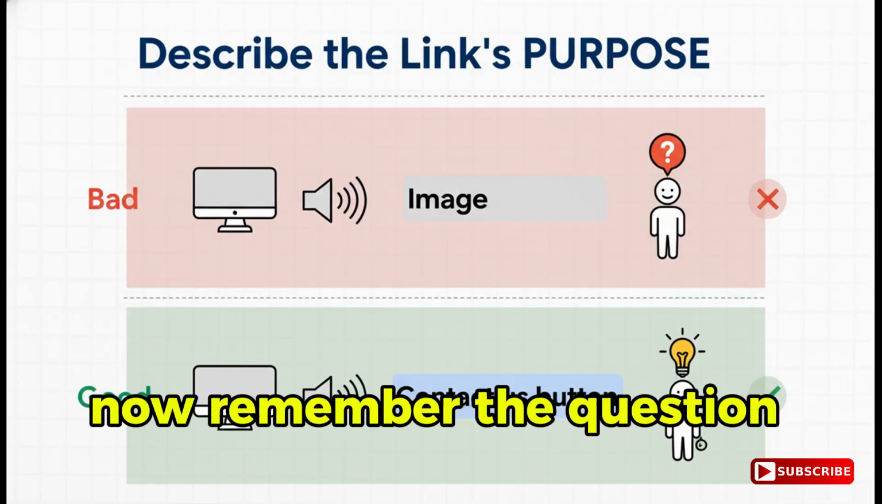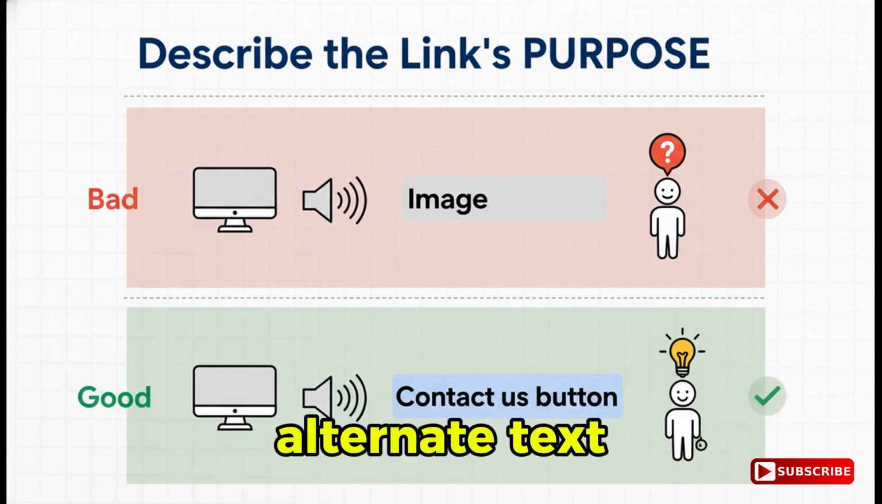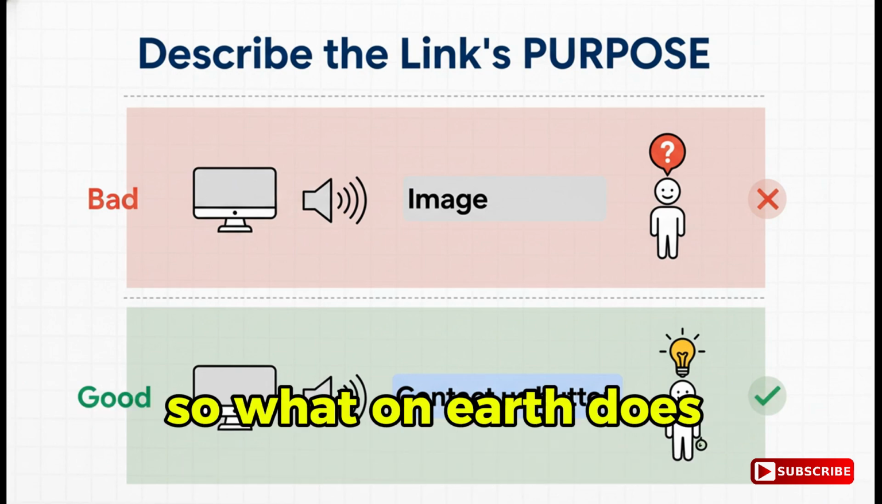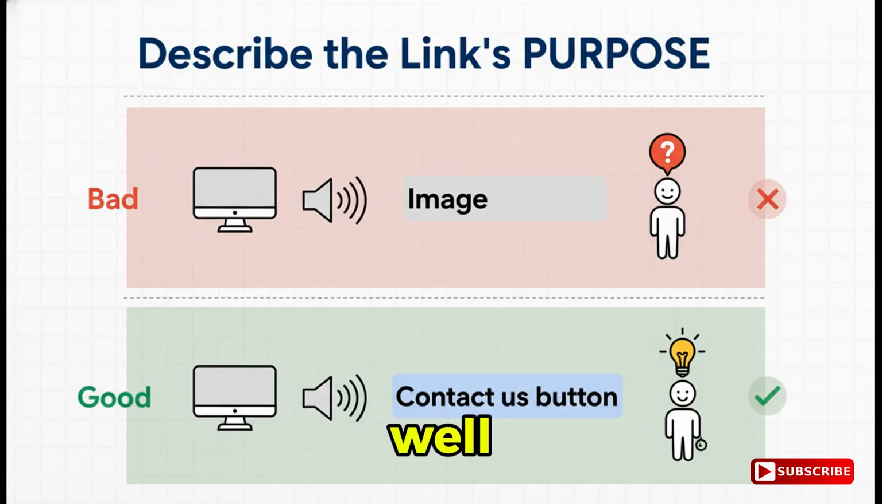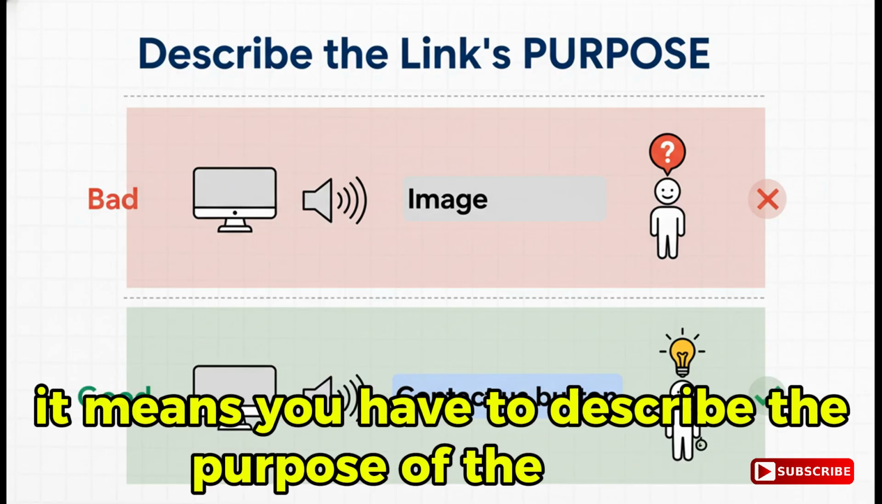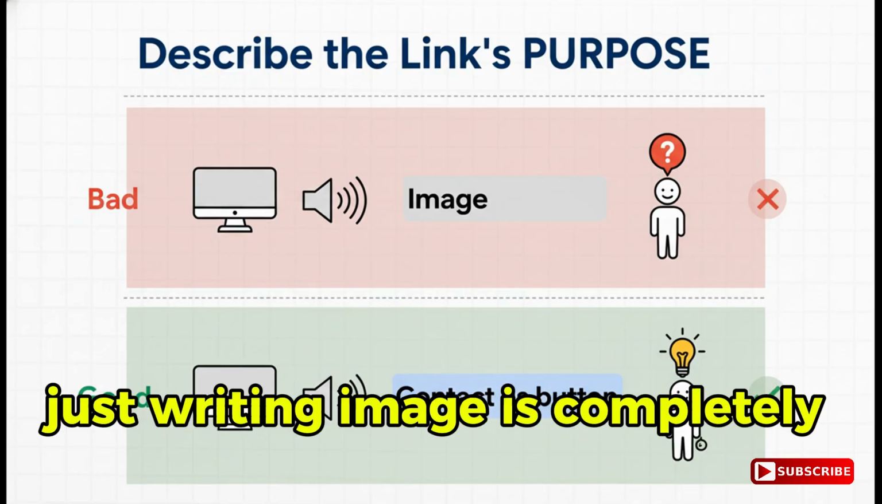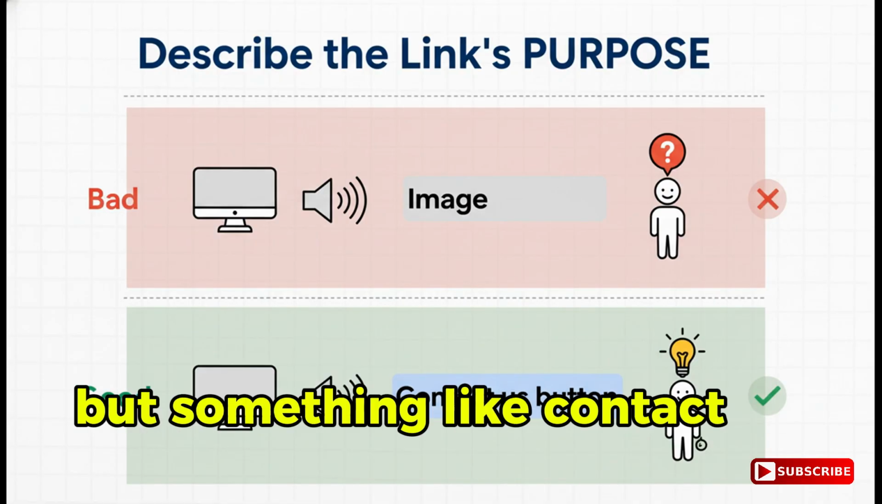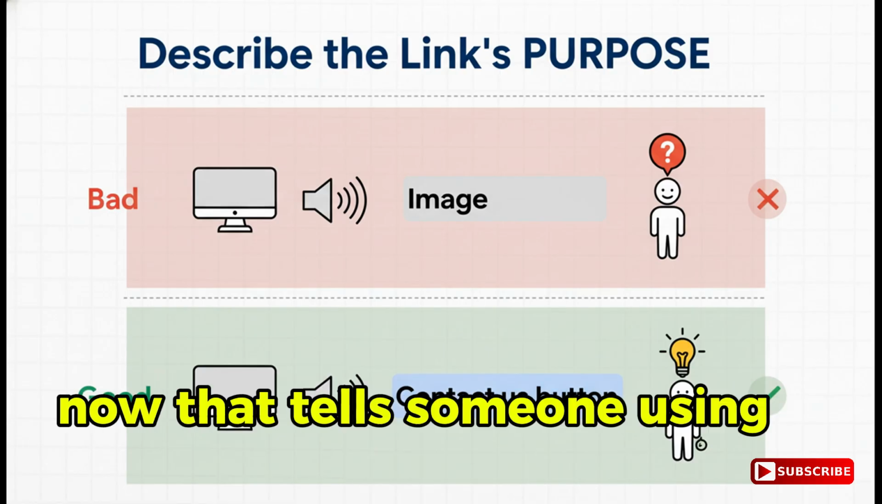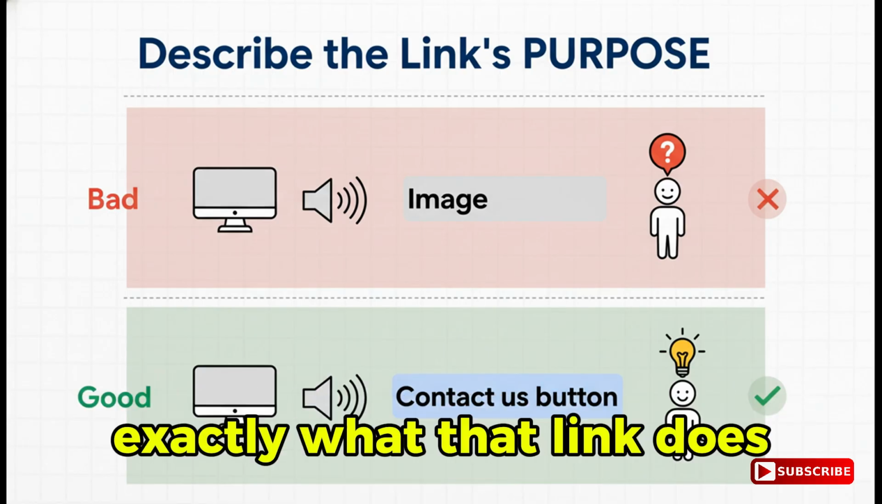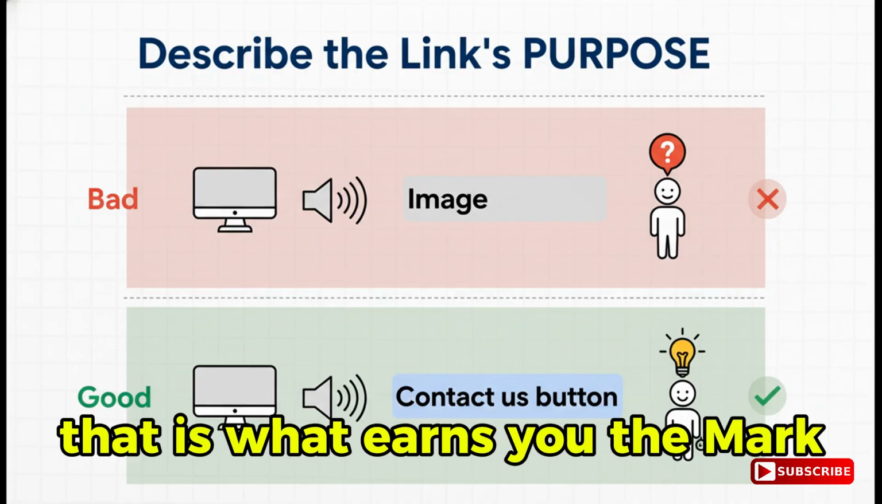Now remember, the question asks for appropriate alternate text. So what on earth does appropriate actually mean? Well, it means you have to describe the purpose of the image, its function, especially for accessibility. Just writing "image" is completely useless, but something like "contact us button" tells someone using a screen reader exactly what that link does. That is what earns you the mark.